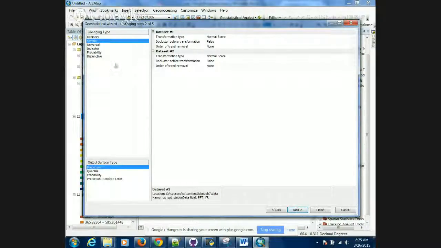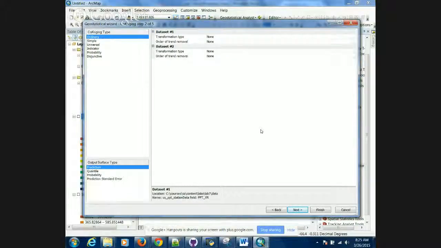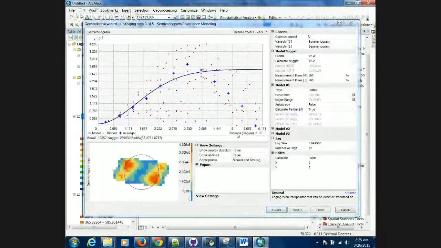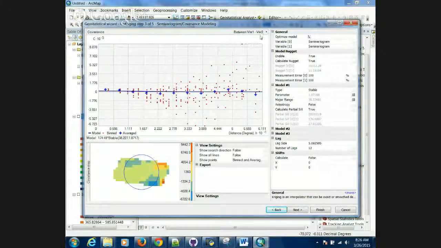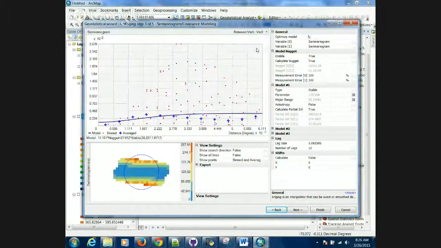So we got both of our data sets, and we're going to do co-Kriging. Let's select ordinary again. Okay. We're looking at semivariance, but this is the semivariance between our points. Between variable 1 and variable 1. We could look at between variable 1 and variable 2, between variable 2 and variable 2.